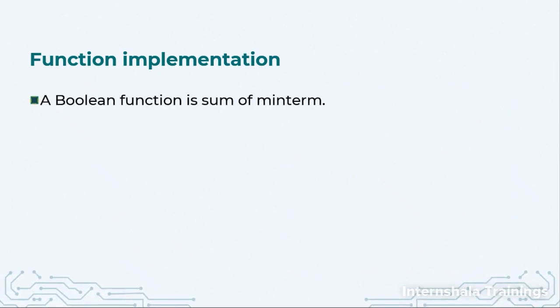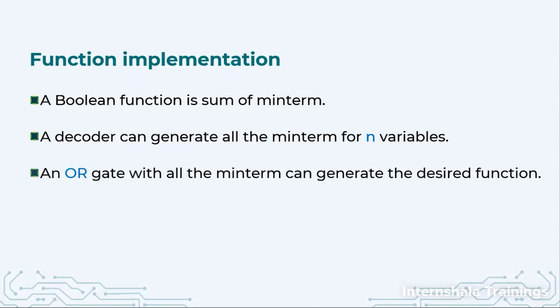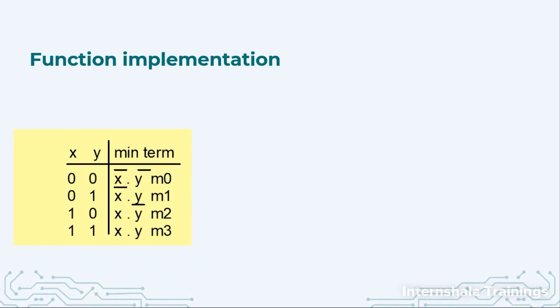We can assume that any Boolean function is a sum of minterms. It is also a product of maxterms, but we had discussed that any function can be represented as a sum of minterms. And what is sum? Sum is logical OR. That means if a decoder is generating all the minterms for an n variable function, we can simply use an OR gate. Wherever the output is 1, take the OR of those outputs and we can generate the desired function. Now, how do we do that? Let us have one example.